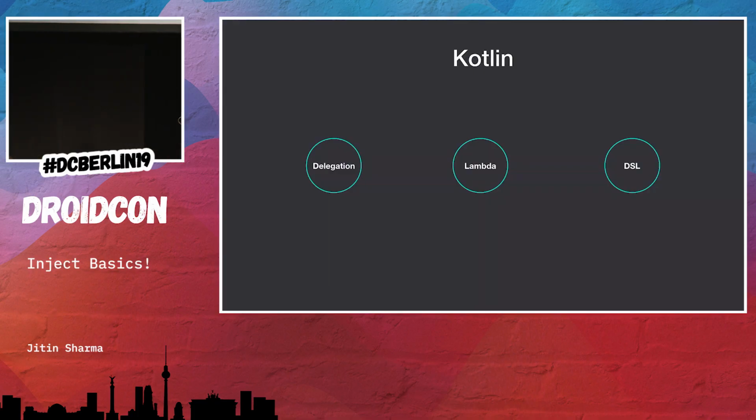You've got lambdas, which means you can pass around functions which can contain more data than parameters of a function. And then you have DSLs, which mean domain-specific language. So you can create something very domain-specific and limited to the DI framework itself.